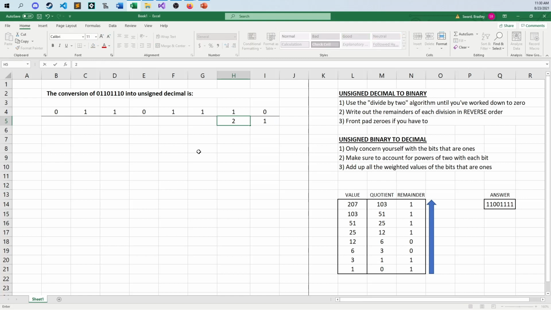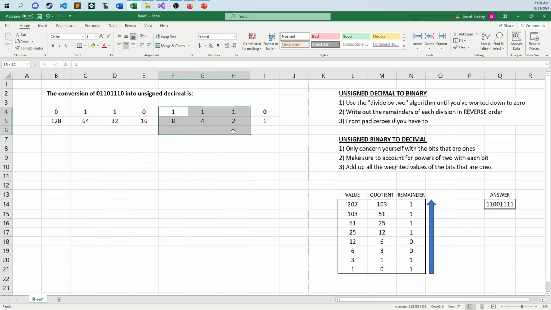So this is the 2's bit. This is the 4's, and this is the 8's, and the 16's, and the 32's, and the 64's, and the 128's. And so what I'm saying here is you basically only concern yourself with the bits that are ones, because if I multiply 0 by 1, I get 0. And 0 by 16 or 0 by 128.